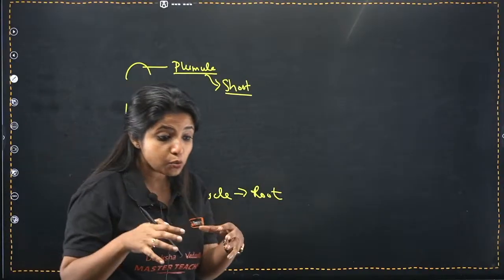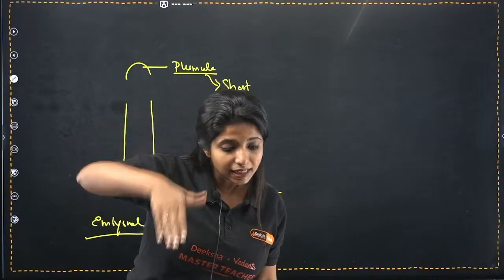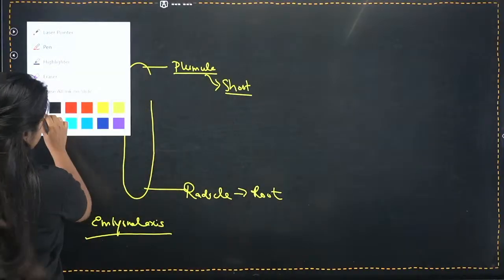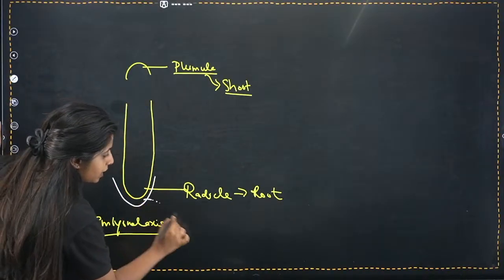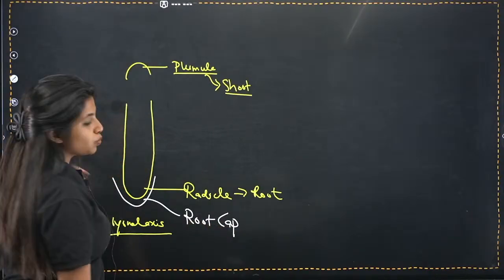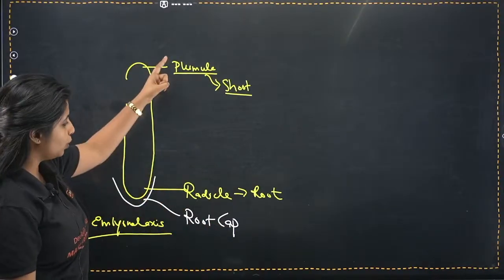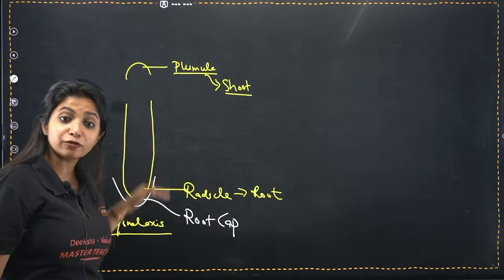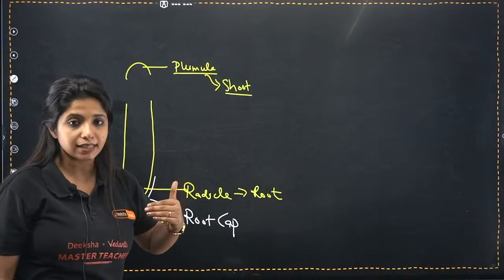Now since it is a root, you know that it has to get inside the soil. So you need a covering for it, and that is known as what? Root cap. So you have plumule over here, you have radicle over here, and then you have root cap. This forms the embryonal axis.